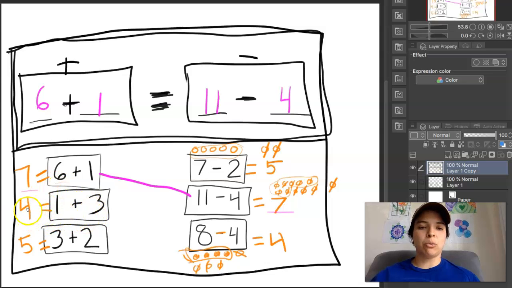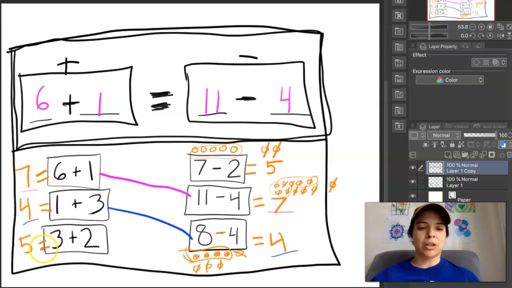Now let's see, we got a 4 for this answer. And then if I look over here, here was my other one that made 4. So these are a pair. And I can read that. 1 plus 3 is the same as 8 minus 4. Can you believe that? 1 plus 3 is equal to 8 minus 4. These problems look nothing alike, and yet they are partners. They are a pair. They make the same answer.